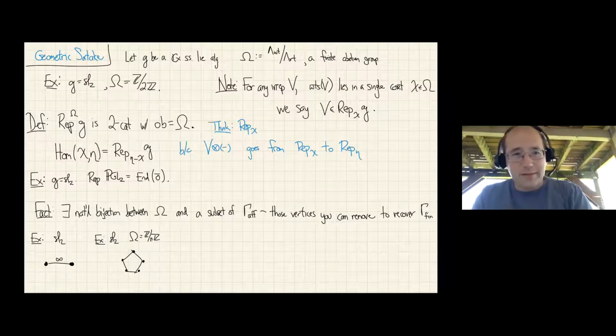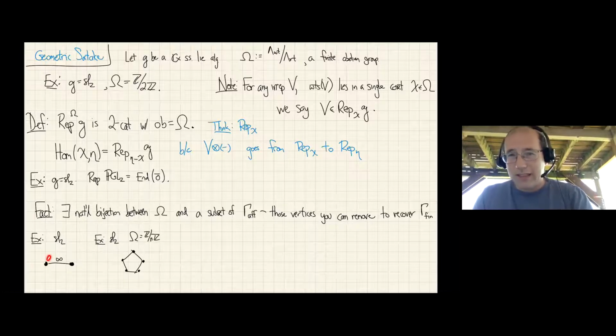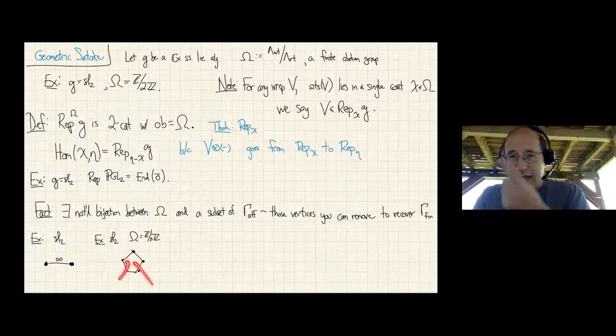But the group Omega appears in a different way. There's a natural bijection between Omega and a subset of the affine Dynkin diagram: those vertices you can remove to get the finite Dynkin diagram. So in SL2 tilde, you can remove either vertex, giving Z mod 2Z. For SLN, you can remove any of these vertices and you'll get the finite Dynkin diagram. This gives you Z mod NZ.